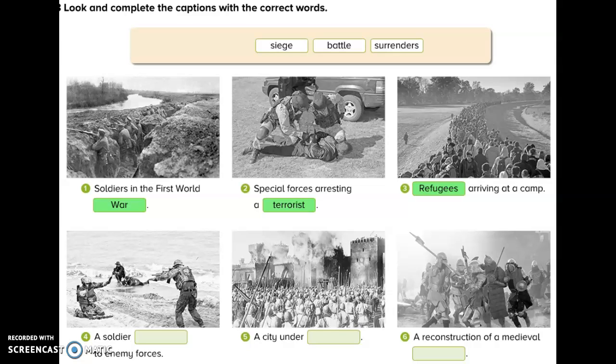Refugiados llegando a un campo. Number 4, a soldier to enemy forces. The word that completes it is surrender. Number 5, a city under siege. And the last one, a reconstruction of a medieval battle.